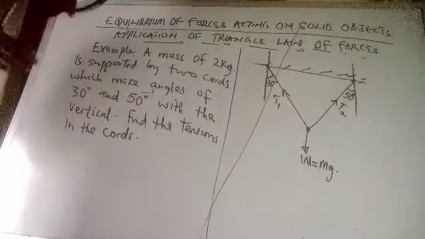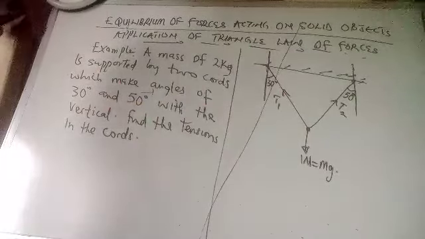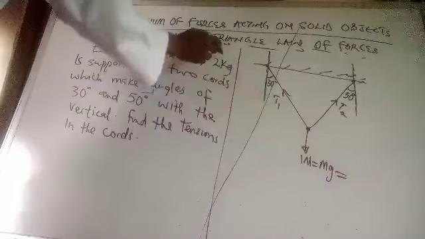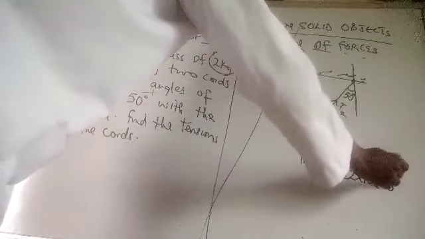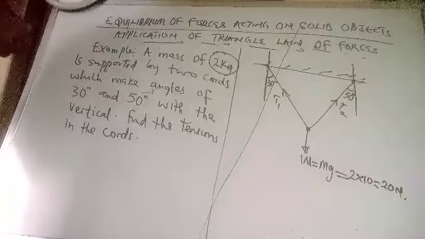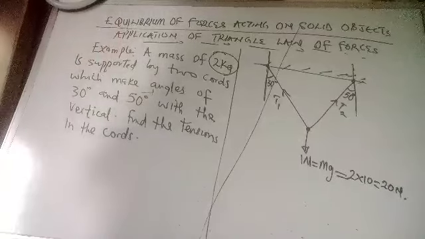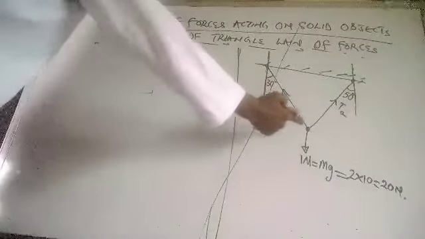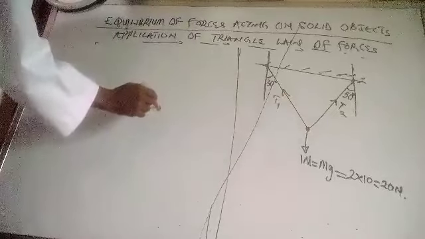Now, how do I make out a triangle out of this? It's very simple. Since the mass is 2 kilograms, the weight will be 2 times 10, which is 20 Newton. 10 is the acceleration due to gravity. So the next thing is, how do I form a triangle from here? To form a triangle, this particle, which is the body itself, let me locate it with this red dot.